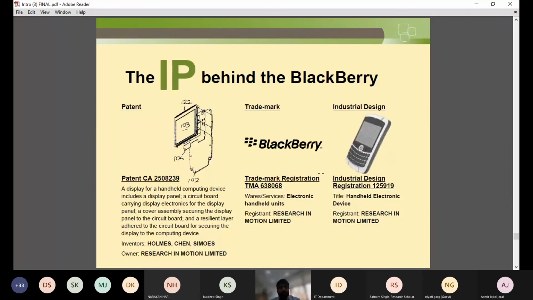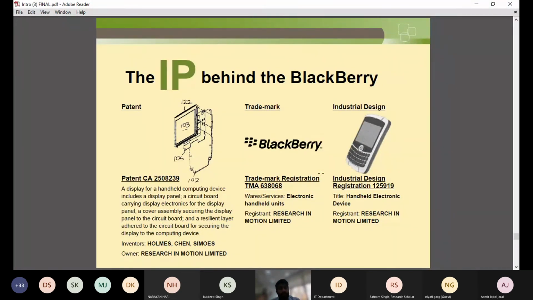Now I'll give you an example of one product, and how a single product can have all types of intellectual property. This is the example of a BlackBerry smartphone. The technology behind the display assembly of the smartphone will get protection under patent rights.